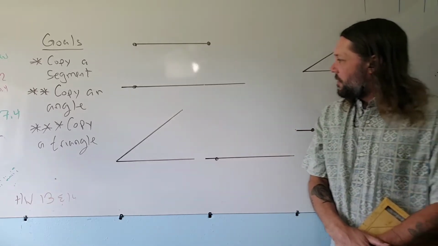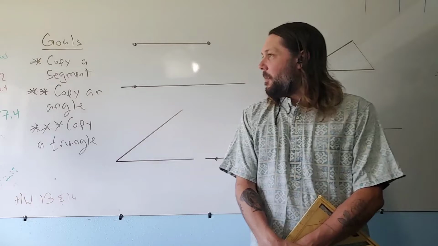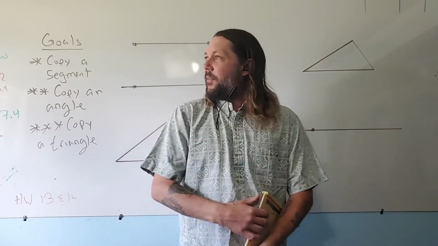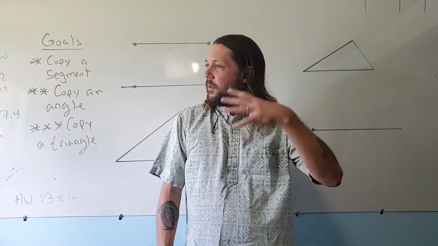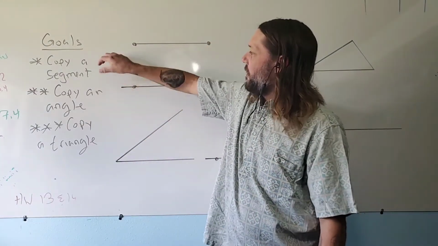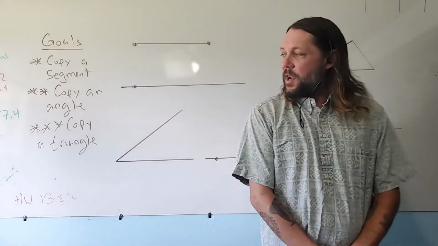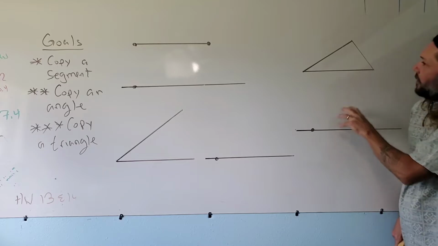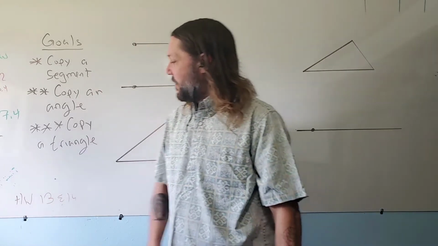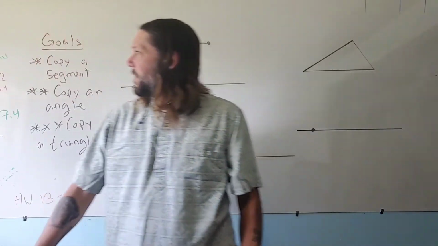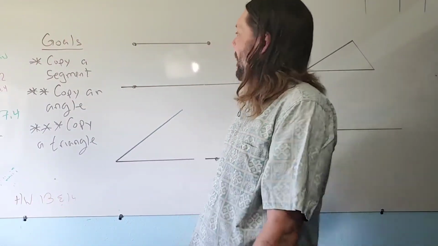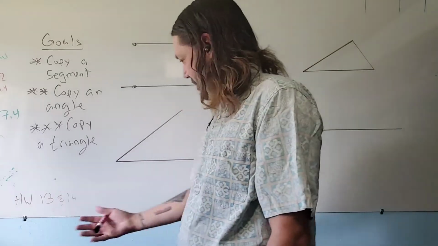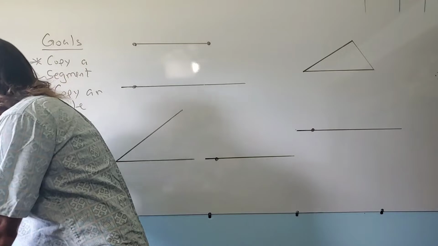And my last goal is I'm going to copy a triangle. Now, remember, triangles are made up of segments and angles. And if I build these ideas in a certain order, I'm actually able to take this triangle and build an identical version down here by using these ideas. So I'd just like to go through the steps here and show you how to copy a segment, copy an angle, and then copy a triangle. So let me go ahead and get started.